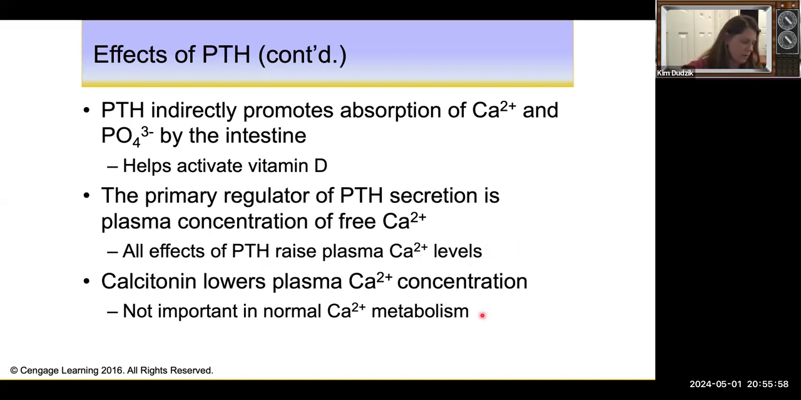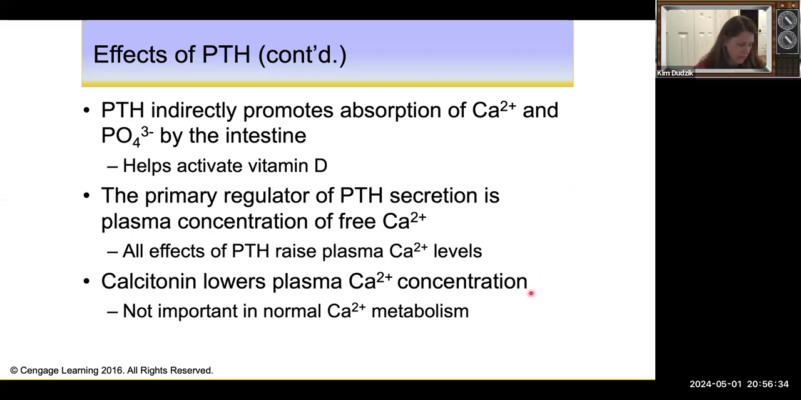We have this other hormone, we mentioned calcitonin. Calcitonin is a hormone that's released from the thyroid gland, and it lowers plasma calcium concentrations. So again, under normal circumstances, when we're not at any extreme, parathyroid hormone is the main regulator of calcium. Calcitonin only comes into play when we have way too much calcium in our system, right?